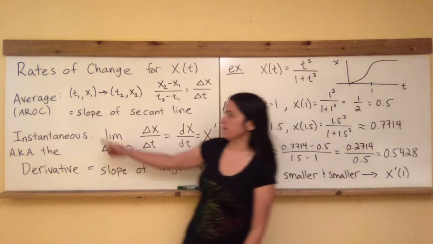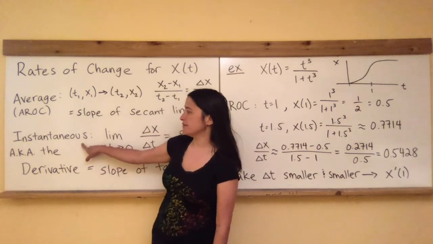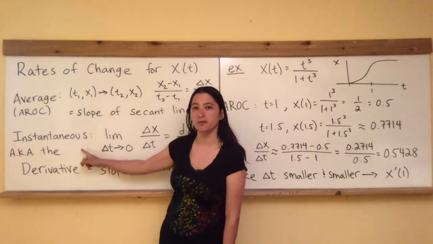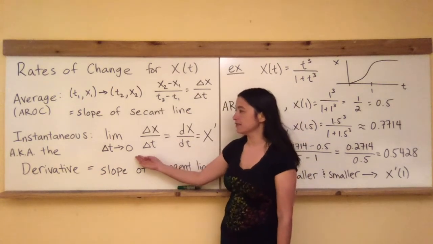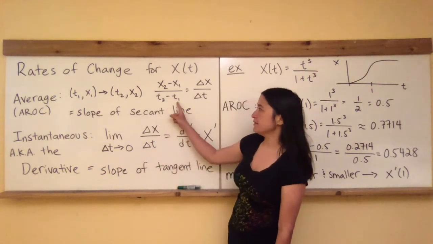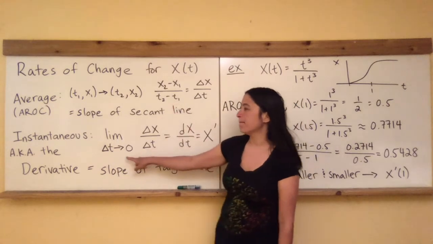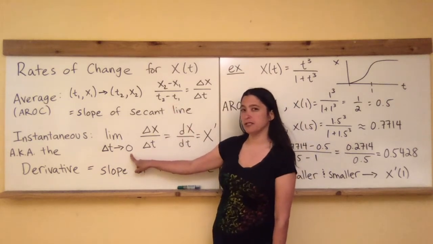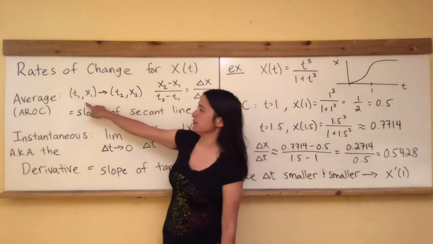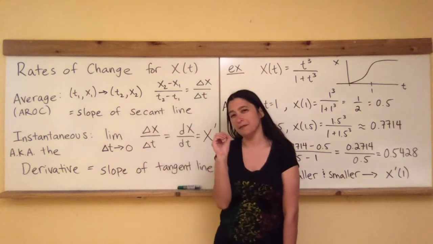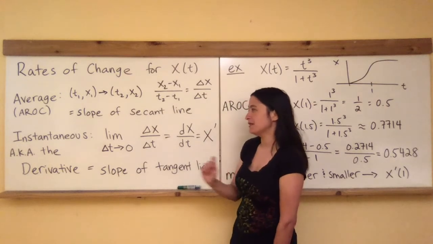So in order to skip from average rate of change down to instantaneous rate of change, which is also known as the derivative, what we're going to do is consider the limit as the difference between the two time points merges into one. And so you can think of this as time point number two getting closer and closer and closer until it's almost exactly equal to time point number one.